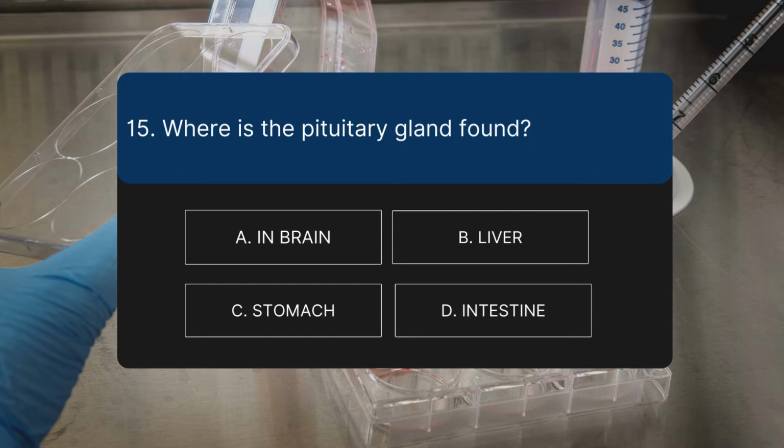And the last question for this video, where is the pituitary gland found? Options A in brain, B liver, C stomach, and D intestine. And the correct answer for this question is option A, in brain. The pituitary gland is located at the base of the brain.